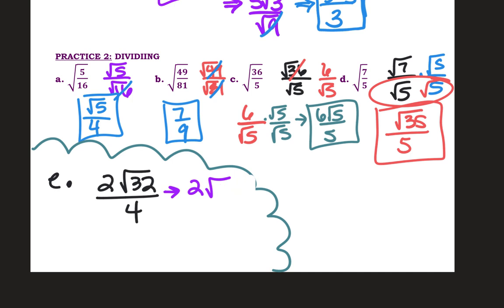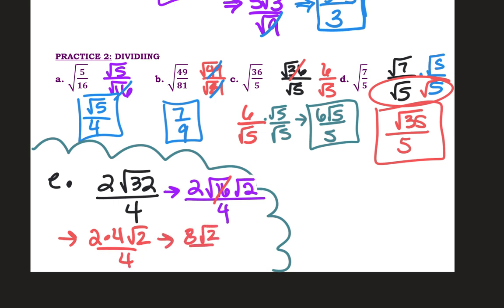All right, and if we didn't see it, it would be fine. The only thing is you would just have to continue reducing. So 16 and 2. And then the bottom is 4, right? So what's the square root of 16? 4. Square root of 2 all over 4, which then becomes 8 square root of 2 over 4.